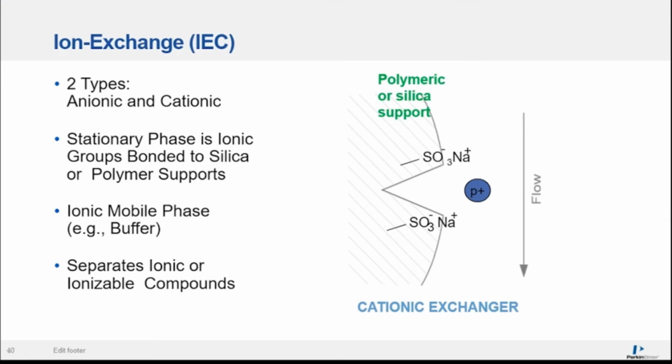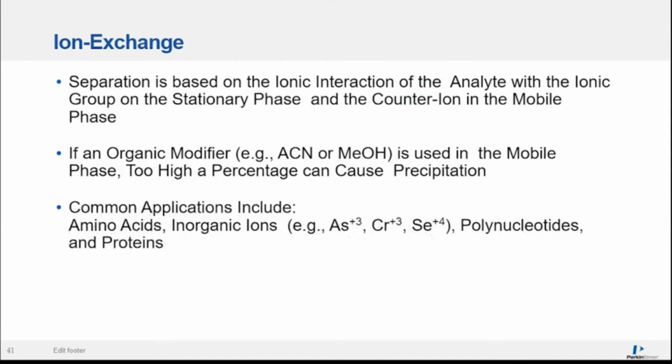So the separation is going to be based on an ionic interaction. You can use some organic modifier, but sometimes you have to be careful because too high a concentration of methanol or acetonitrile might precipitate out your buffer. And some common applications for ion exchange are amino acids, inorganic ions, polynucleotides, and proteins.